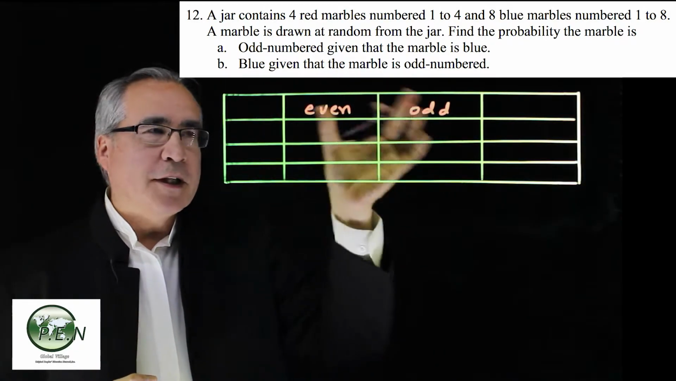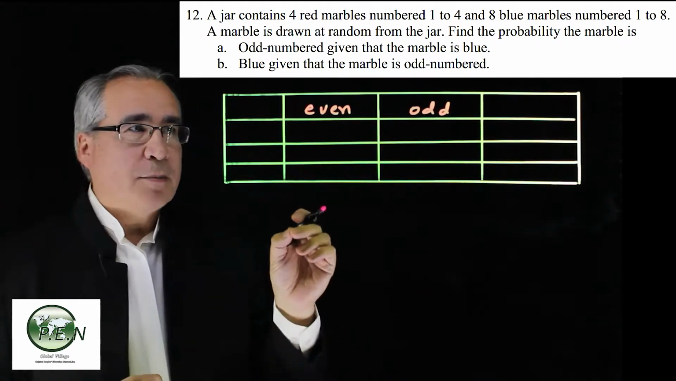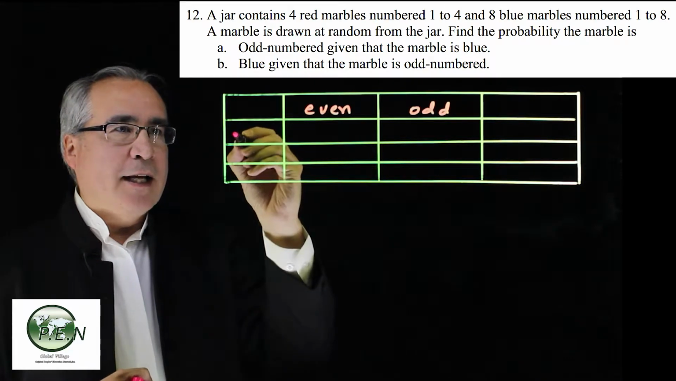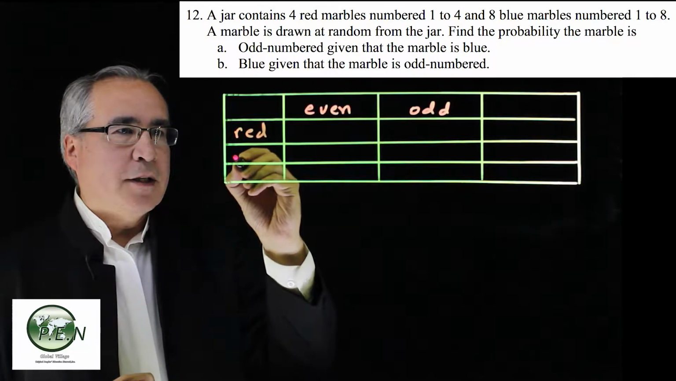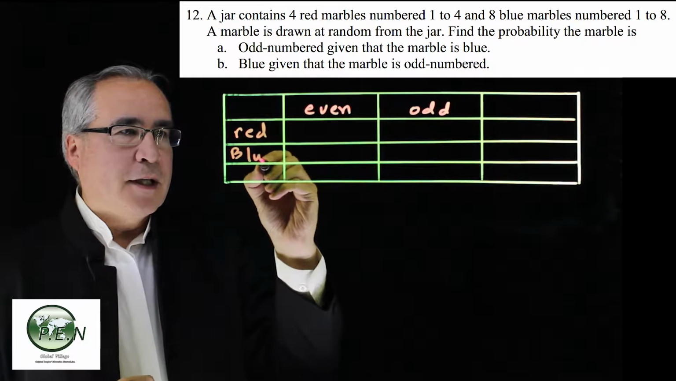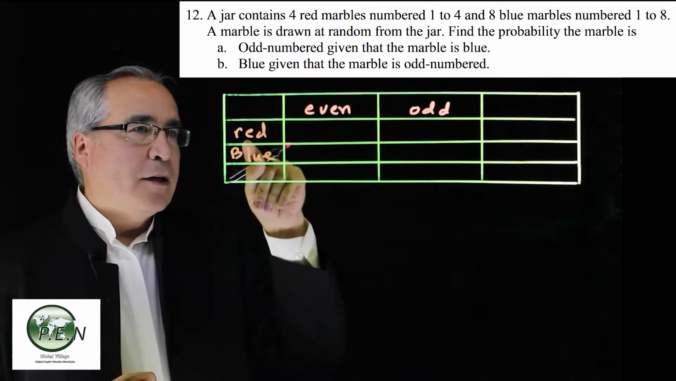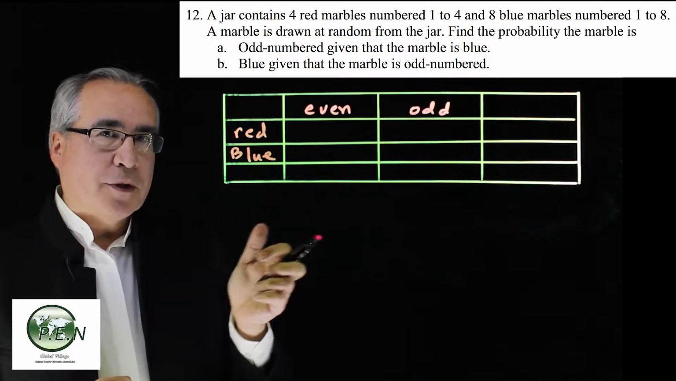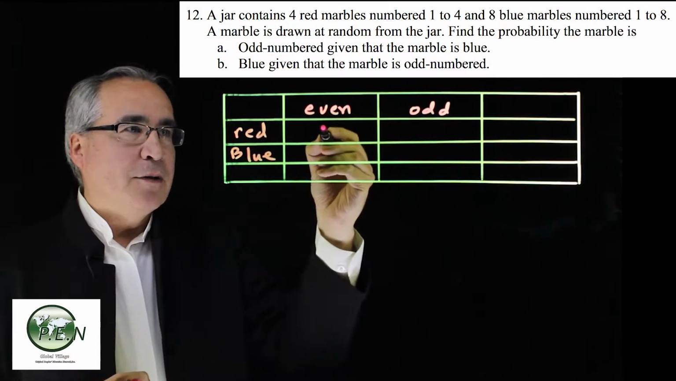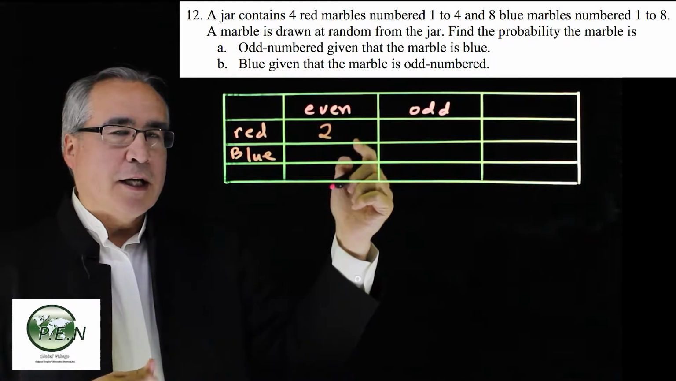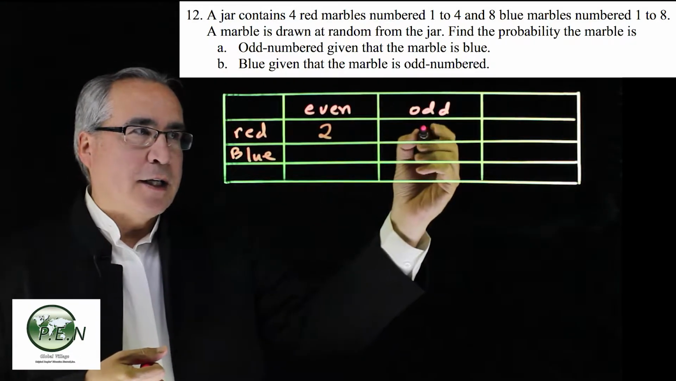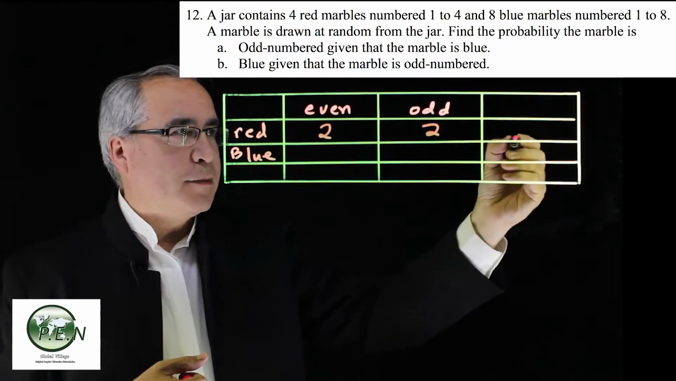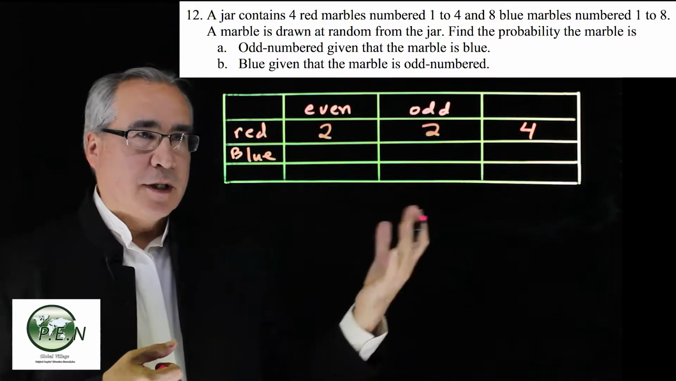Now you could have put them over here. The way you set up this table is not specific, but I'm going to go with the evens in this column, the odds in that, and then I'm going to talk about red marbles here and blue marbles in this row. So how many even red marbles are there? Well, they're numbered 1 through 4, so it's 2, 4. There are 2 even red marbles. The odds 1 and 3 are odd numbers, so there are 2 odd red marbles. The total comes across here is 4, and that's what they tell us.